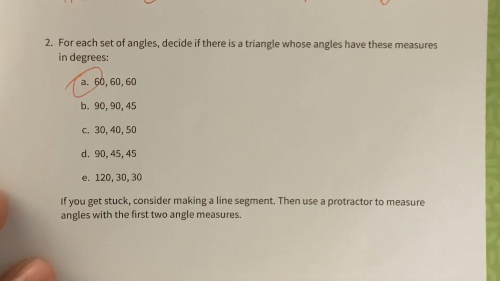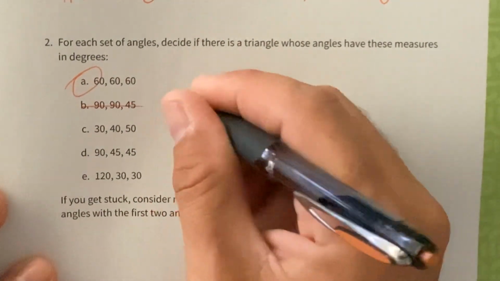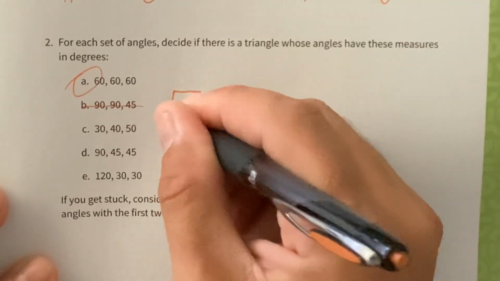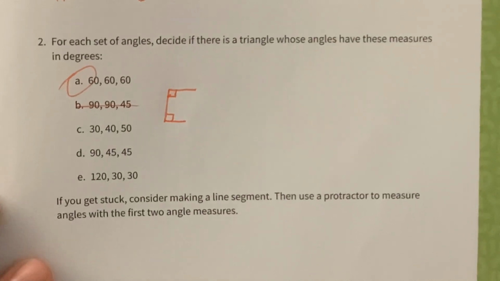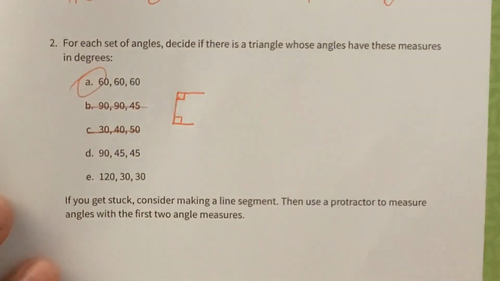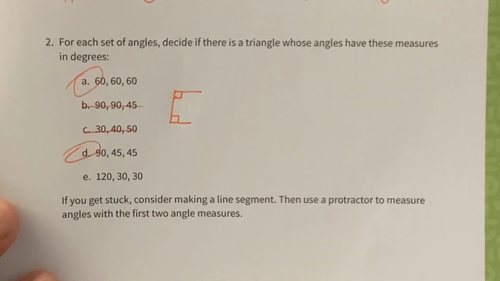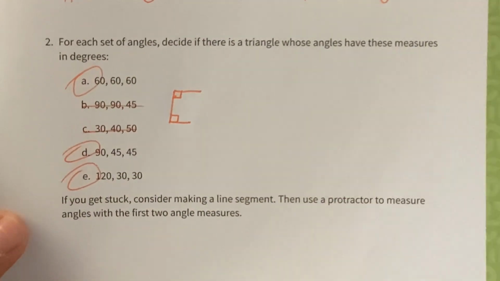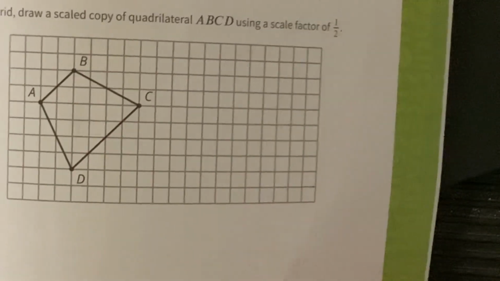How about 90, 90, and 45? Why not? Yeah, it's over 180, right? I mean, you could try to draw it, 90-degree angle, 90-degree angle. You know, what kind of triangle are you going to get there? No, it's not possible. How about 30, 40, 50? It doesn't equal 180. 45, 45, 90? Fine. 120, 30, 30? Fine. So it should be 3 of them. And first step would be, do they equal 180? That's a great start.